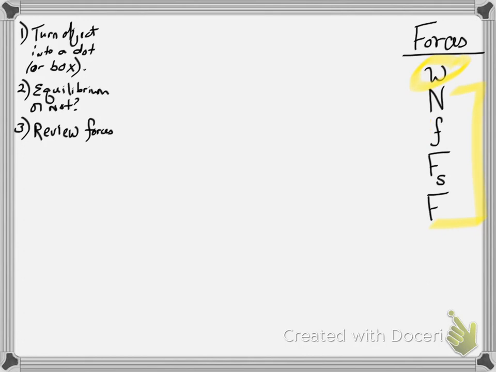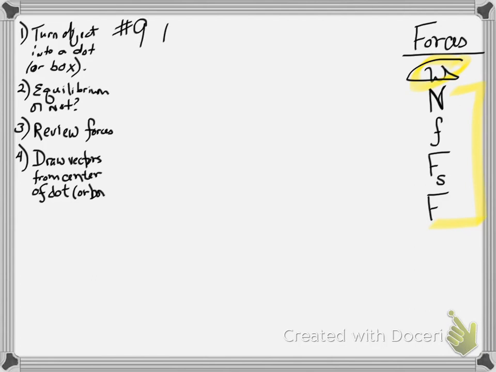All right, so the two samples I was going to give you tonight. The first one, step four, you're going to draw the vectors from the center of your dot or the center of your square. Okay, we're doing number 9, which is a backpack that's resting on one shoulder, just kind of like this. So it's hanging from one strap, and it says that it's at rest.